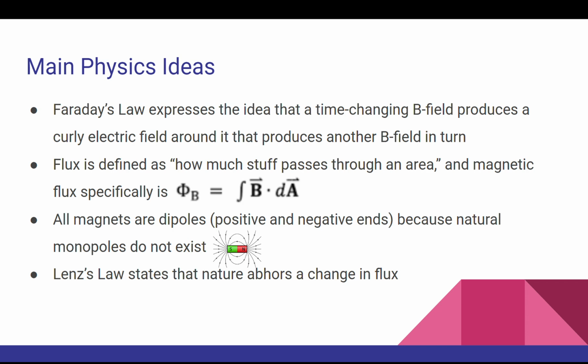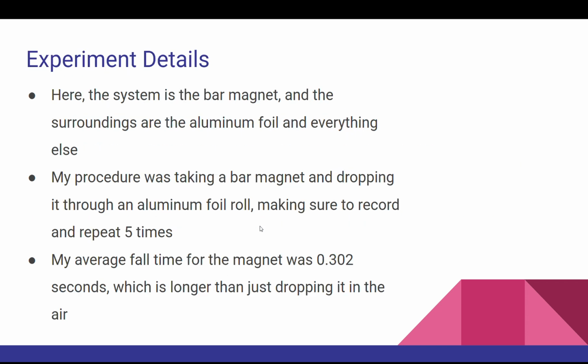All magnets are dipoles, with positive and negative ends, because natural life does not have monopoles. They don't exist in real life at all. So see here, the dipole looks like this with north and south poles and E fields and B fields around it. And Lenz's law states that nature abhors changes in flux, so it tries to prevent that from happening by doing counteractive movements that reduce the amount of flux change in general.